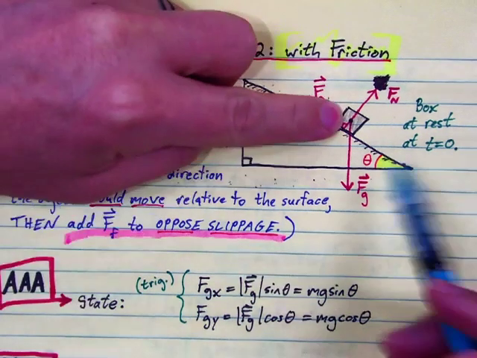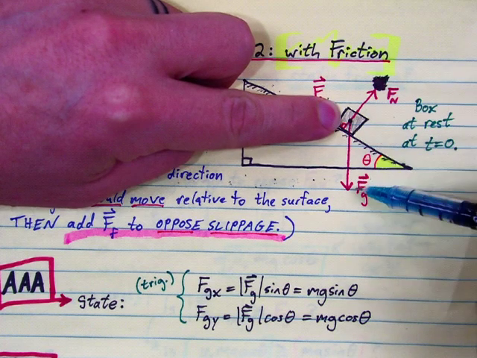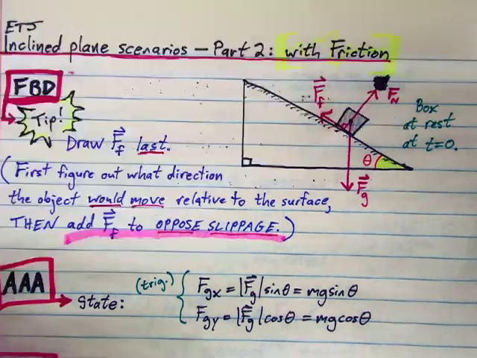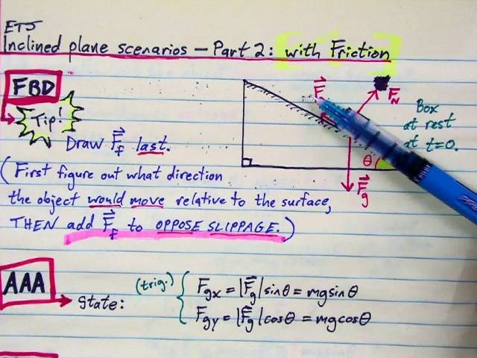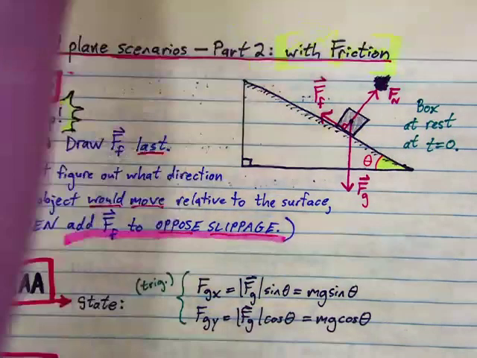So suppose here we release this box from rest at initial time, and if there's just the normal force and the force of gravity, we know the box will tend to start slipping down the ramp. Therefore, friction is going to show up pointing up the ramp to oppose that. Now that we've got our FBD, next step, AAA.